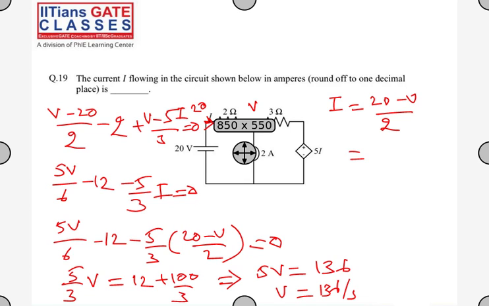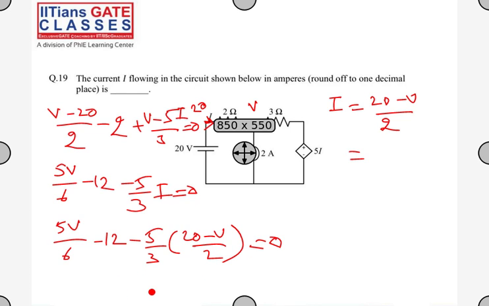Let me do it again. So up to here it is clear. 5V by 6 minus 12 minus 5 by 3 into 20 minus V by 2. So 5V by 6 minus 12 minus 100 by 6. Okay, I take 100 by 3 here, plus 5V by 6 is equal to 0.